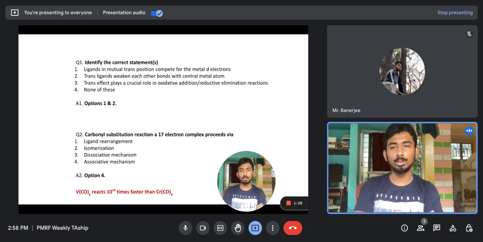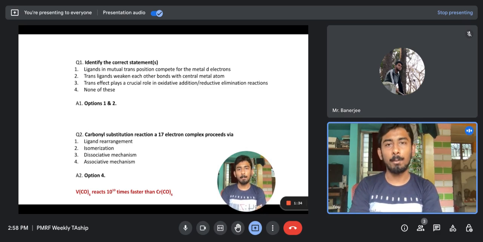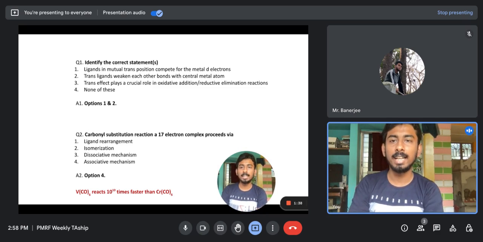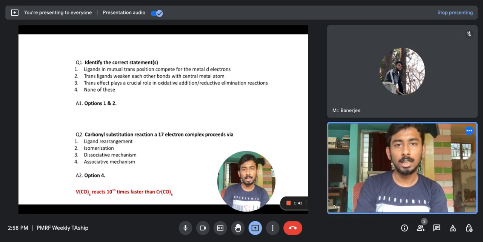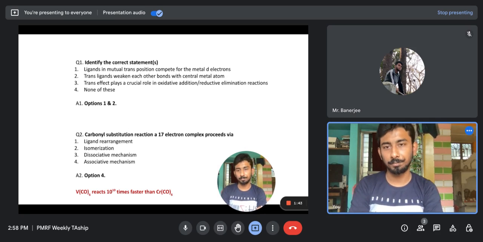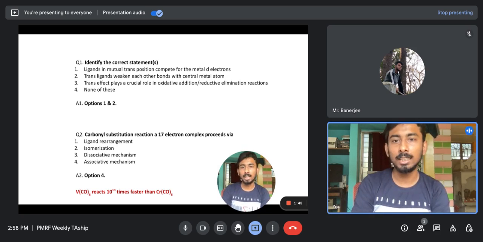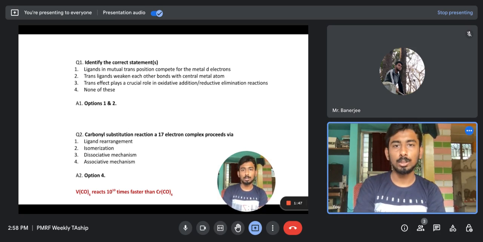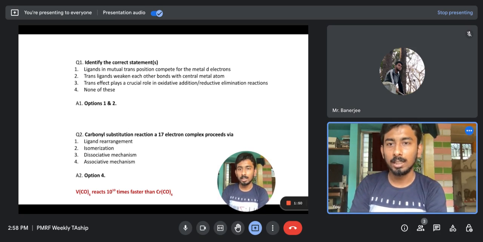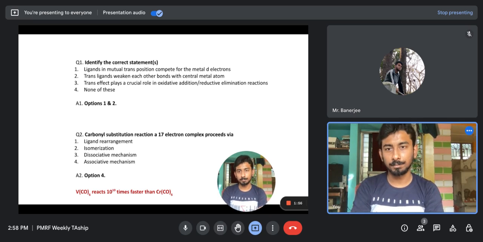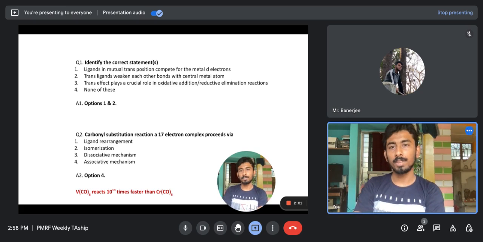So let's come to the first question. It is regarding the identification of the correct statement among all the given statements. The statements are: first, the ligands in mutual transposition compete for the metal d electrons. The second option is that trans ligands weaken each other's bonds with the central metal atom. Third, trans effect plays a crucial role in oxidative addition or reductive elimination reactions. Or four, none of these.